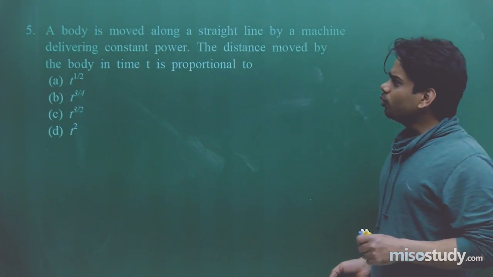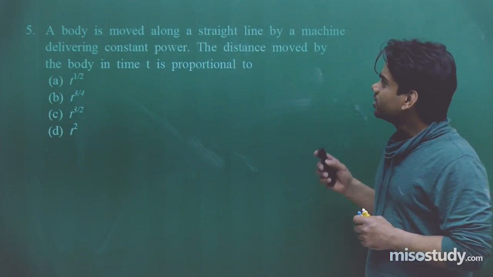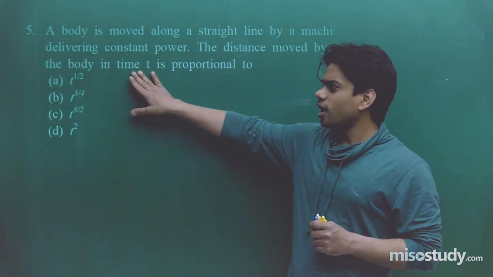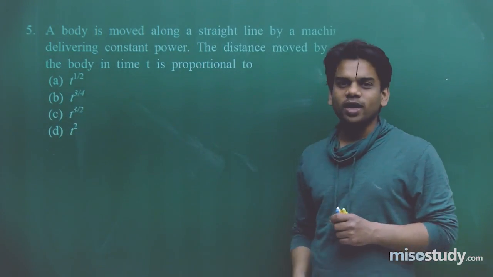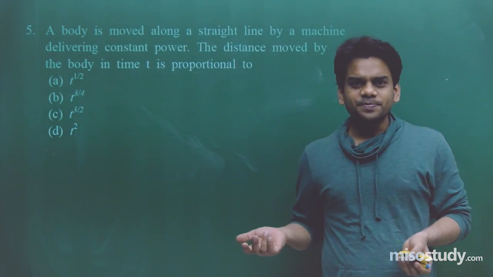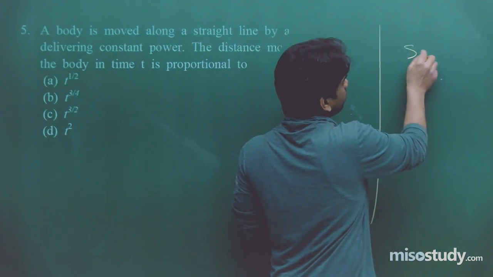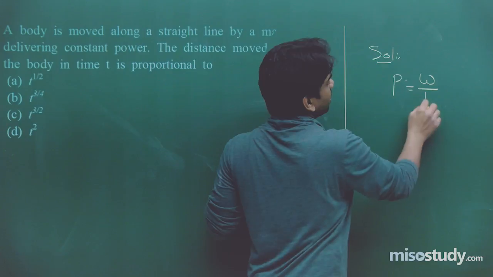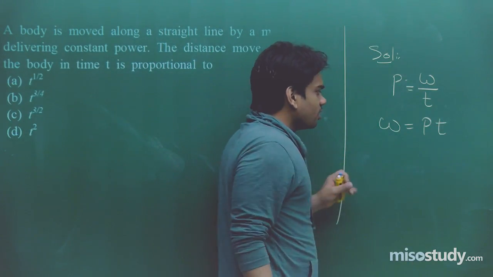A body is moved along a straight line by a machine delivering constant power. The distance moved by the body in time t is proportional to A, t to the power half, B, t to the power 3/4, C, t to the power 3/2, and D, t square. We know that. Now what is power? Power is equal to work done per unit time. So let us go ahead, and without taking more time, let us discuss the solution of this problem. Power is equal to work done per unit time. We can write work done is equal to power into time.